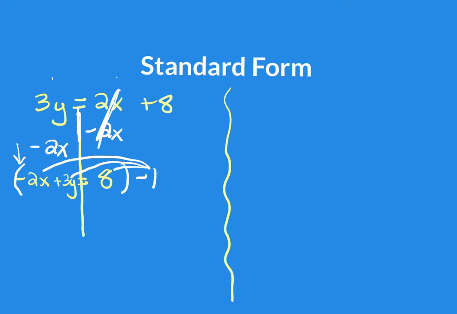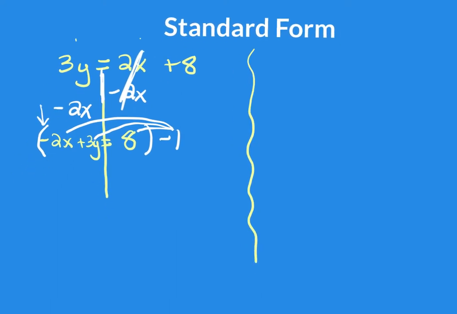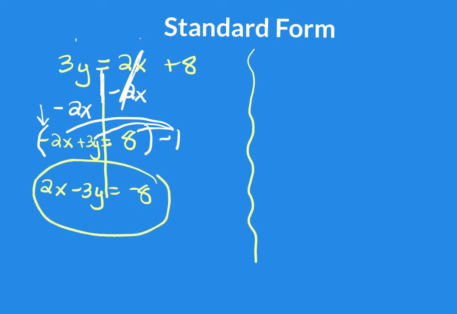So multiplying by -1 simply means just change the sign of everything. So negative 2x goes to positive 2x, and then it goes to minus 3y, and it goes to a -8. We've now converted that linear equation into standard form.